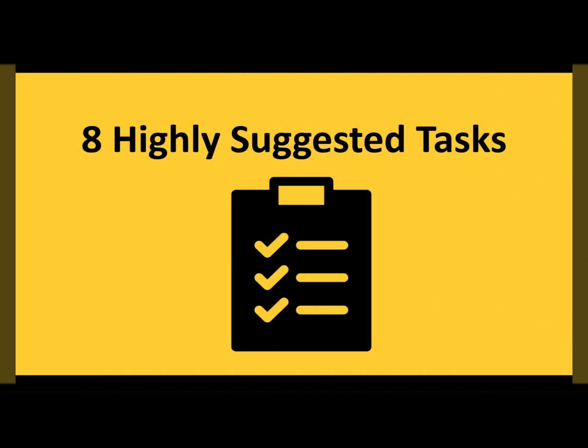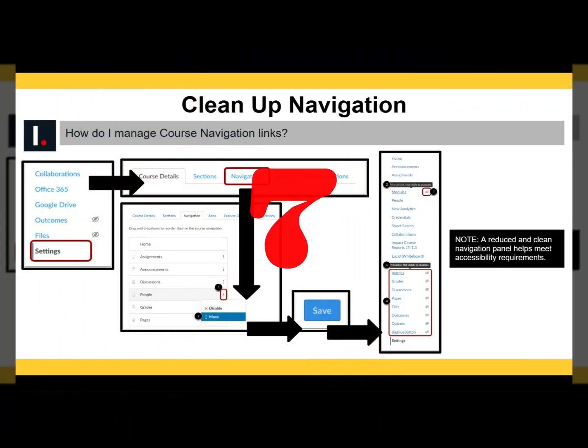Highly suggested task. Instructors can control which links appear in course navigation, which helps meet accessibility requirements by reducing unused content on the screen. Canvas includes a set of default course navigation links that are shown and cannot be renamed, such as modules, gradebook, etc. Instructors can also drag and drop the order of the tools in the navigation panel. A rule of thumb is to order tools from top to bottom, placing the most frequently used tools at the top.